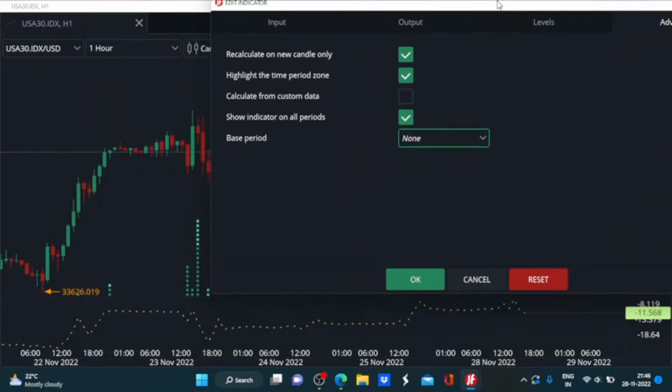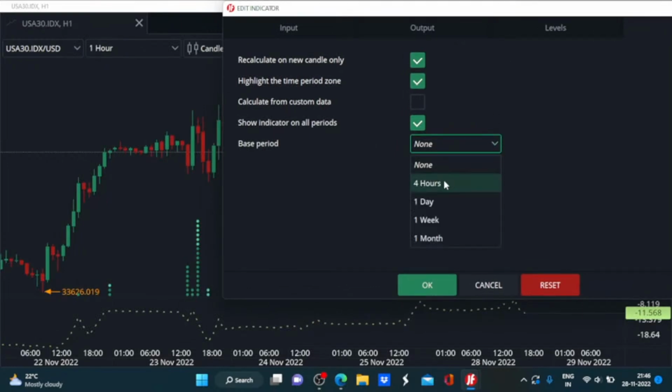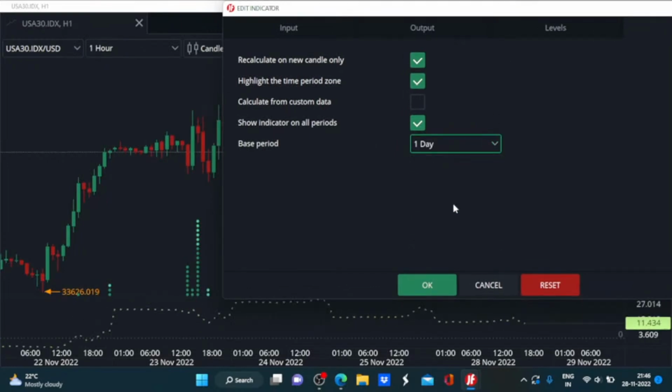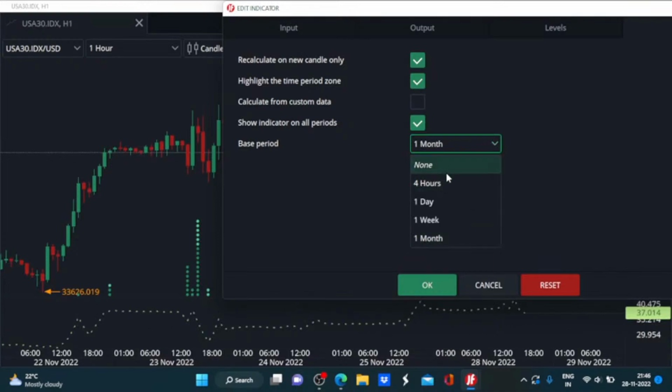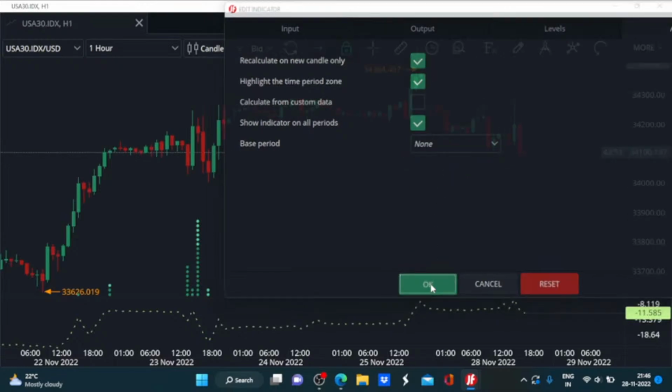Base period also casts an impact on the output of the indicator. So try these combinations and see what kind of combination serves the purpose of figuring out the optimum opportunities using this indicator.